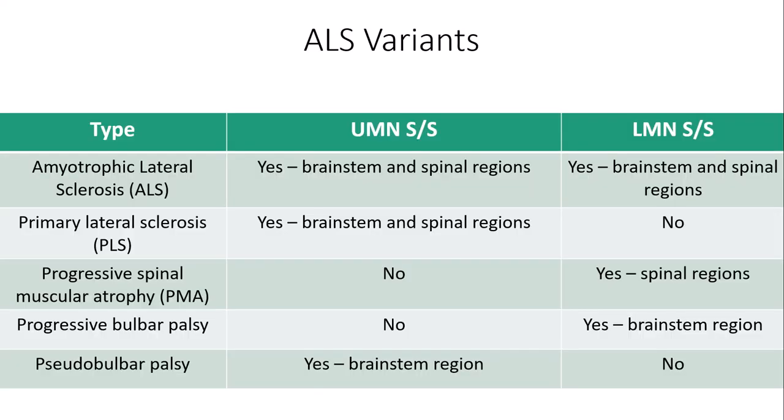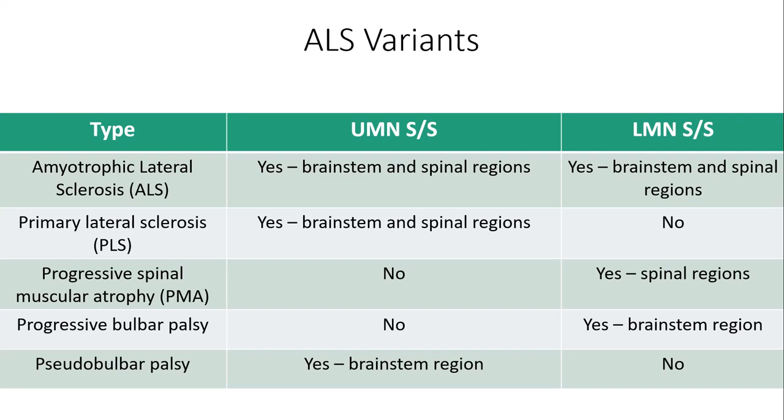There are different variants of ALS that you need to be aware of, and the kinds of signs and symptoms that they present with. They're also going to have different progressions over time, and we'll talk about that a little bit more at the end of this slide's presentation. So, first type, ALS, you're going to have upper motor neuron, brainstem and spinal region, and lower motor neuron, both brainstem and spinal region symptoms. Then the second is PLS, or primary lateral sclerosis. Here you're going to be limited to mostly brainstem and spinal regions.